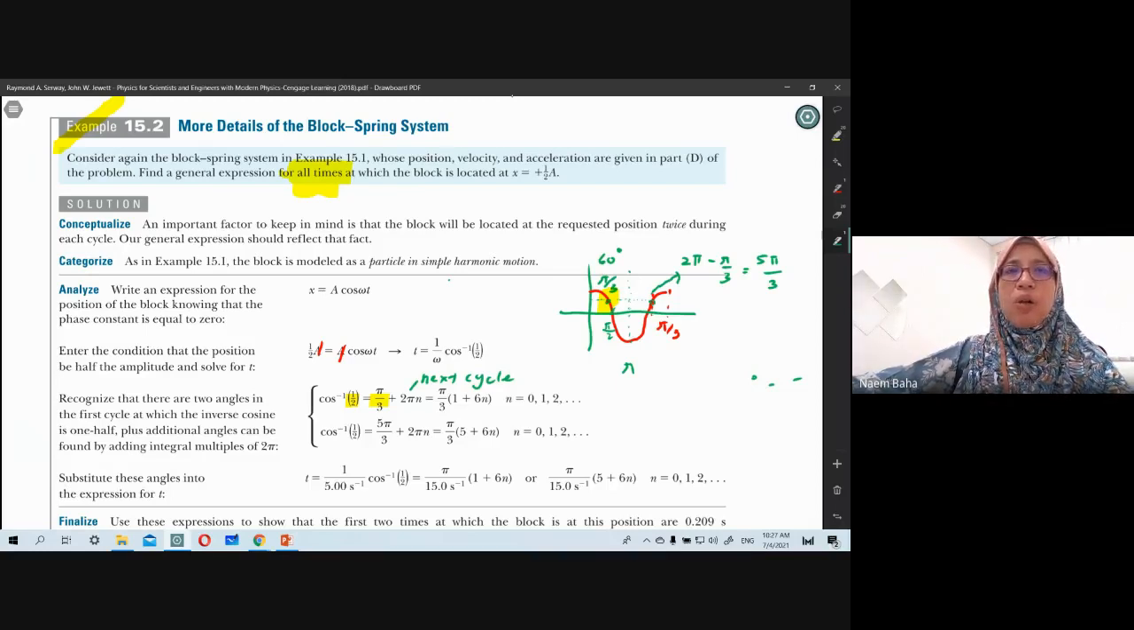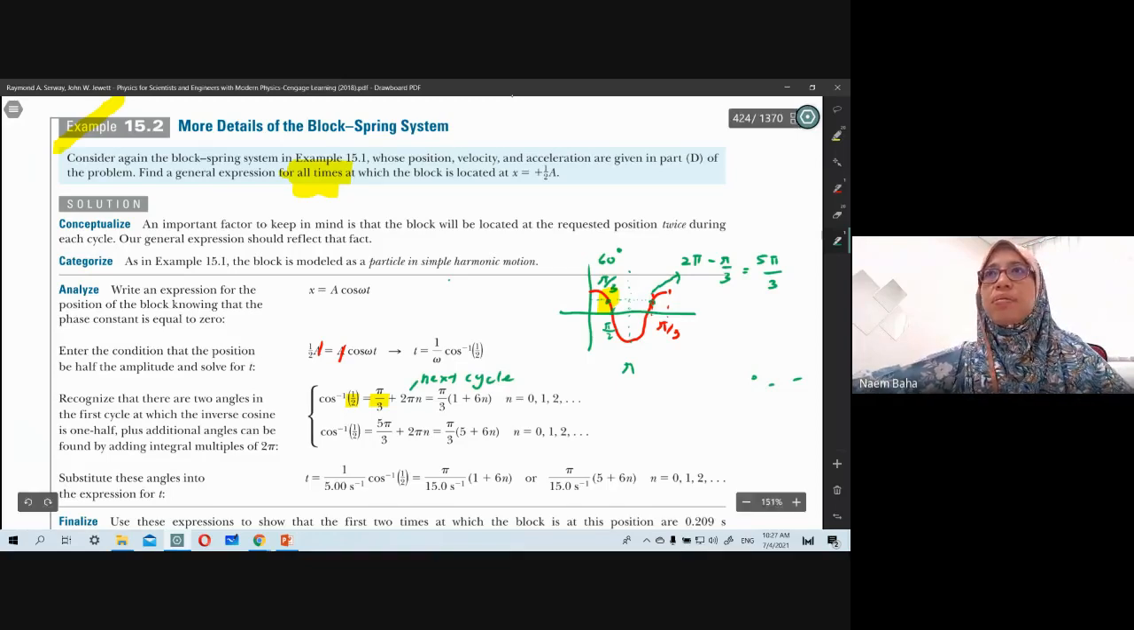However, why all of a sudden do we have another second situation? According to this figure, the position of that block being at half A is not singular. It's not all alone. It's not just once. It's twice, which is here, and here. And what is this angle? I simplify it in this version.